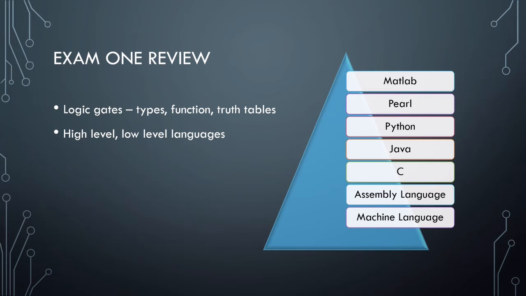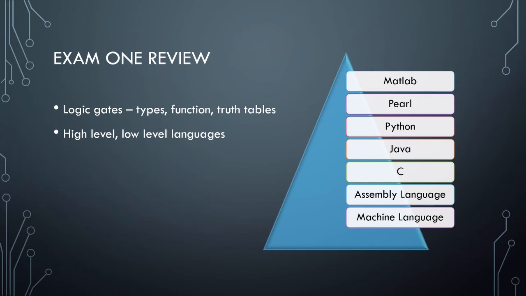We also talked about some different languages, and so you should be able to recognize the difference between a high-level language and a low-level language. So please remember this kind of chain here that I've provided. We didn't cover the intricacies of MATLAB, Perl, Python, Java, or C yet, but you should be able to recognize that Python is a more complex language than C, MATLAB is a more complex language than Python, and so on. So you essentially need to know the hierarchy of these languages and the difference between high and low.